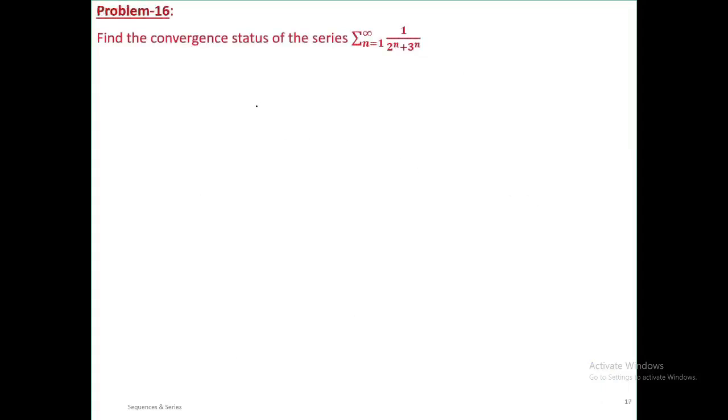This one. Yes, look at this. I will give a hint. You try once for this. So take an is 1 upon 2 power n plus 3 power n. Then how to choose bn? I can write 1 upon, take 3 power n as common. Then it will be 1 plus 2 by 3 whole to the power of n.